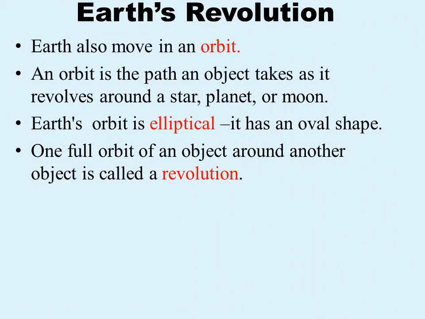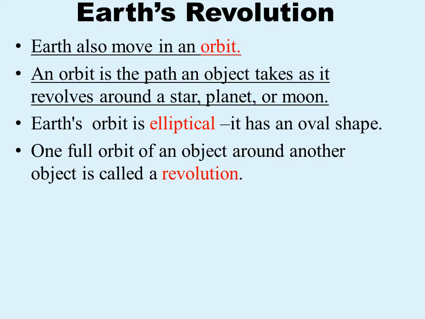What is Earth's revolution? So Earth moves in two ways. The first way is rotation and the second way is revolution. So we are discussing what is revolution. Earth also moves in an orbit. What do you mean by orbit? An orbit is the path an object takes as it revolves around a star, planet or moon. Earth's orbit is elliptical, which means it has an oval shape.